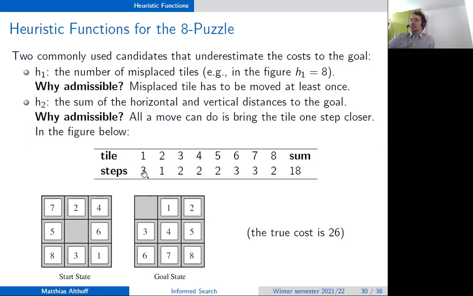So for tile 1, you have, as I just explained, 3 movements. For tile 2, 1 movement. Maybe we can do tile 3. Tile 3 is here and has to go here. So we move 1 left and 1 up. So these are 2 movements we need. And if you sum them up, you have a cost of 18. So this is, of course, a more accurate heuristic. So here you have a cost of 18. For the first heuristic, you have a cost of 8. And the true cost in this case is 26. So 18 is already quite good.